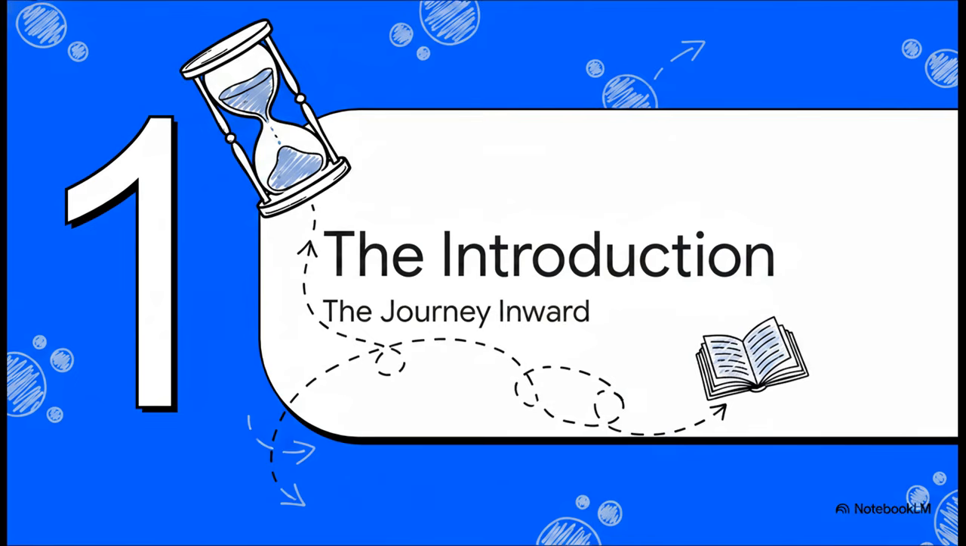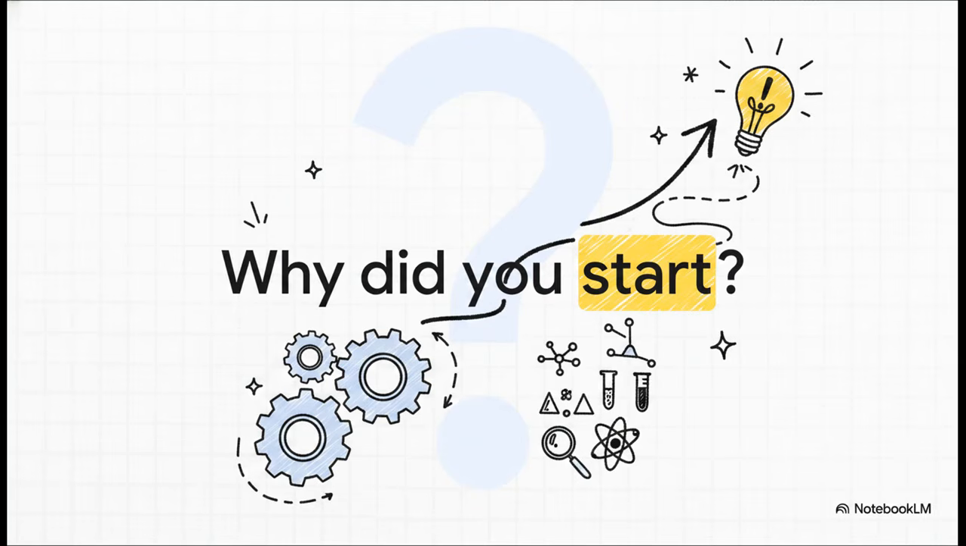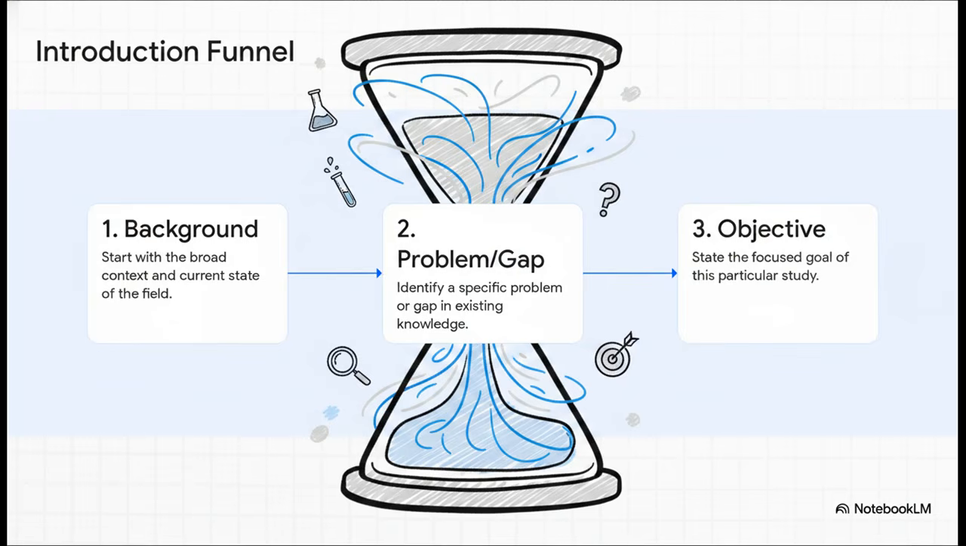This is where the whole story really gets started. The introduction section has one main job: to answer the big question: why did you even start this research in the first place? It's all about setting the stage for everything that's about to come. And just like the top half of that hourglass, it funnels down. The author kicks things off with a broad background, kind of like, here's what we already know about this topic. Then they zero in on a very specific problem or a gap in our knowledge. And finally, they state their super focused objective, what this one paper is trying to figure out. See? From broad to specific.